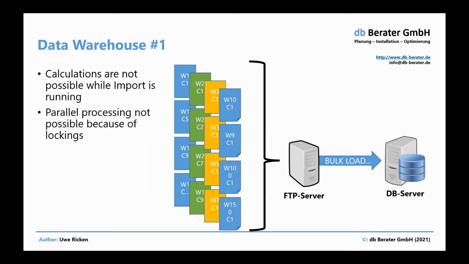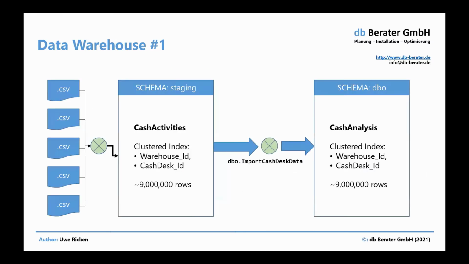And what they wanted to do is they were pushing the data to an FTP server, and then a bulk load jumps in to push the data into the database. A parallel processing is not possible because of lock-ins. So if you think about a cash register with 100,000 products entered over the day, and you load it into the database server, what will happen then? You run into a lock escalation, and that means that the whole table gets blocked, and all the other processes need to wait until the locks are released. This is something we cannot do.